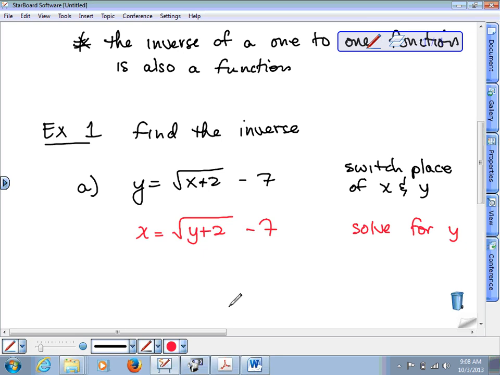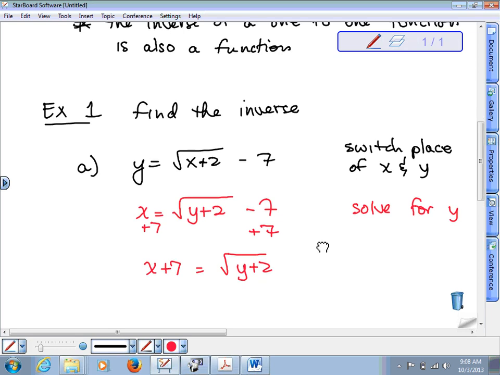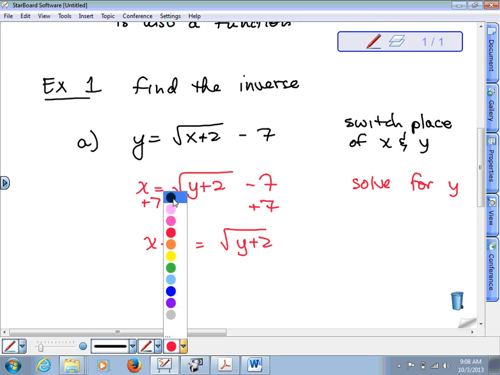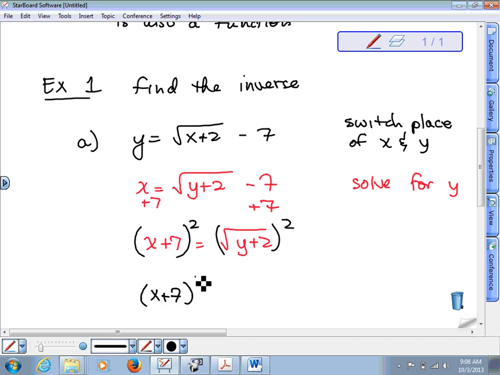Now you've got to do things in the right order. You have to follow your solving equation techniques here. What do we do first? Add 7. So we have x plus 7 is equal to the square root of y plus 2. Now we get rid of the square root by squaring both sides entirely. That's why I'm putting parentheses around the left side, because you have to square the whole term and not just separately. If you write x squared plus 7 squared, that's incorrect. You have to square it all at once. So we have (x plus 7) squared equals y plus 2.